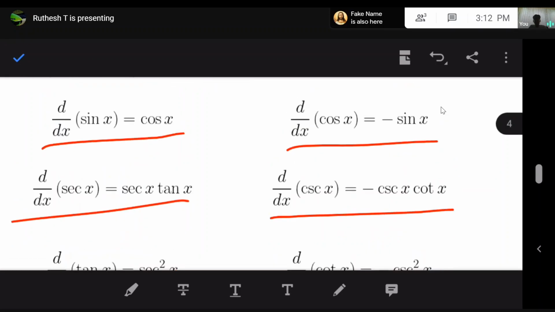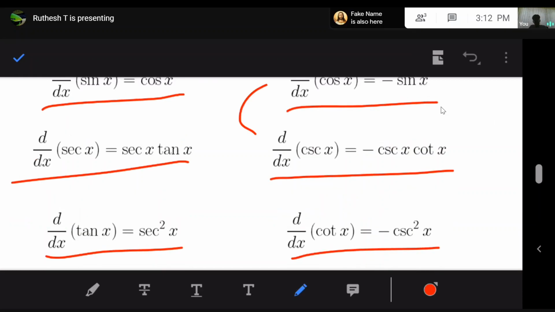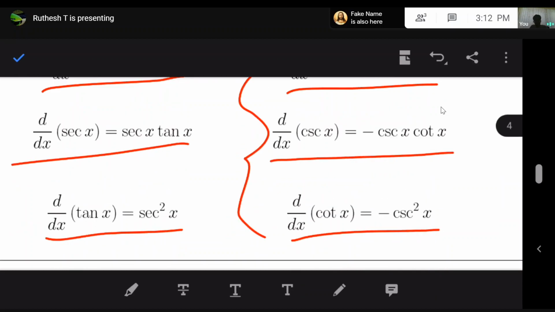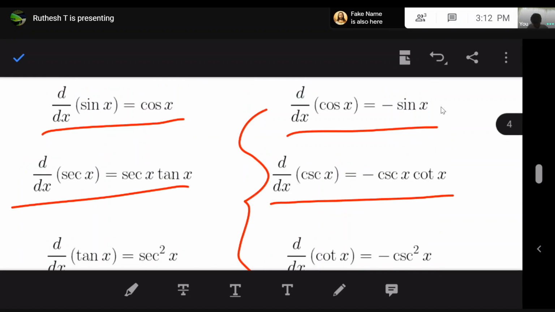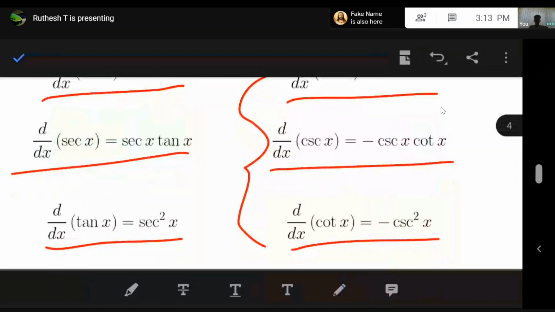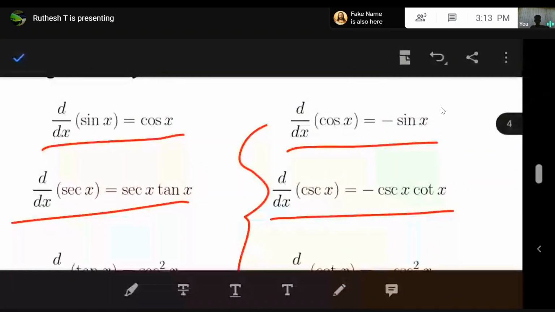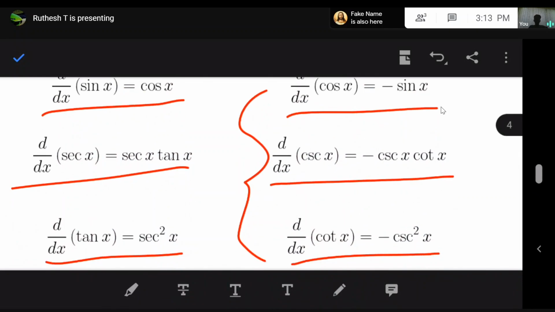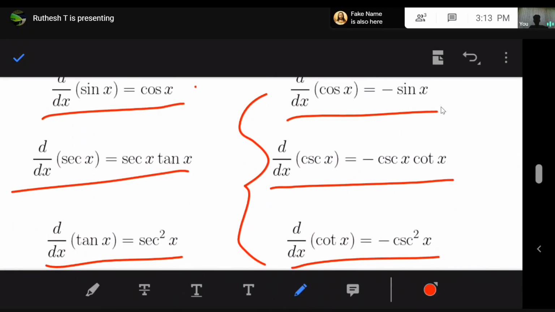So sine is cosine and cosine is negative sine. And then all three of these functions are negative. Negative sine, negative cosecant squared. And then, yeah, that's basically it. So you can prove all of these functions, but just for the sake of time, I'm going to prove sine and tangent.